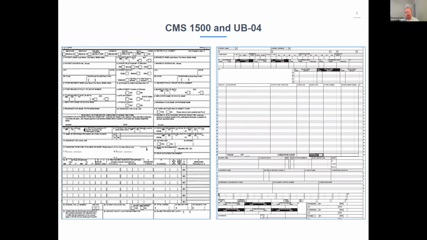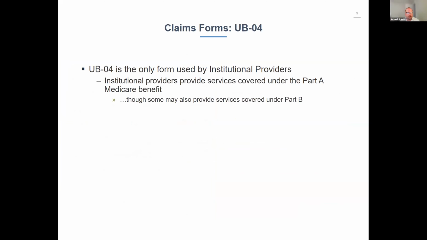And you can note that, if you think about a data file as having a number of different fields with information in them, right, if you think of data documentation, those fields are populated by information that largely comes from these forms, but not completely. So UB04 is the only form used by institutional providers, and those are those that provide services covered under Part A, which Beth was talking about in the previous segment.